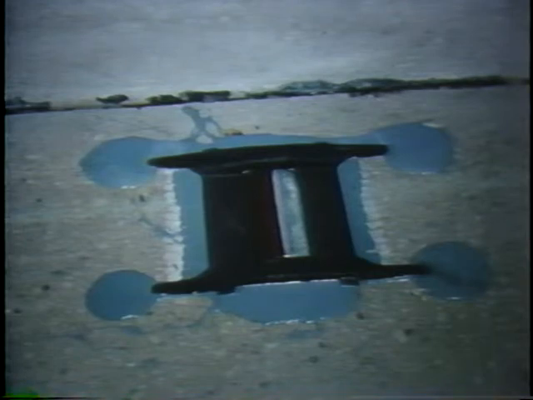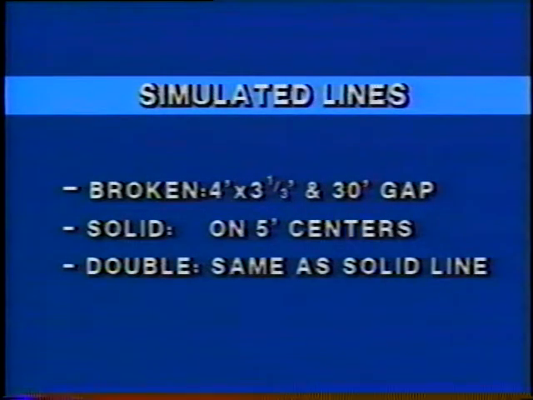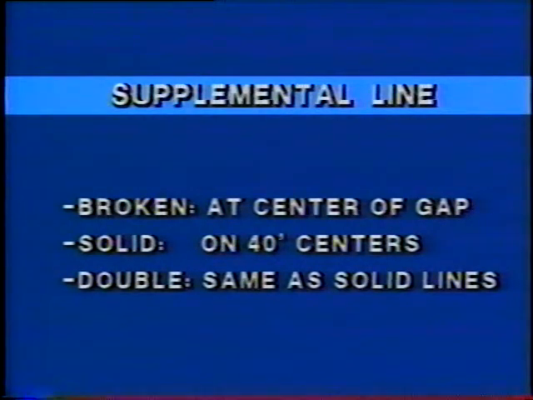A number of such markers are available. In one of them, the reflective lens is protected by hardened steel ramps and is frequently recessed into a milled cut in the pavement. The MUTCD specifies the proper patterns of raised markers to simulate pavement lines. Here, you see the required patterns for raised markers when they supplement pavement lines.